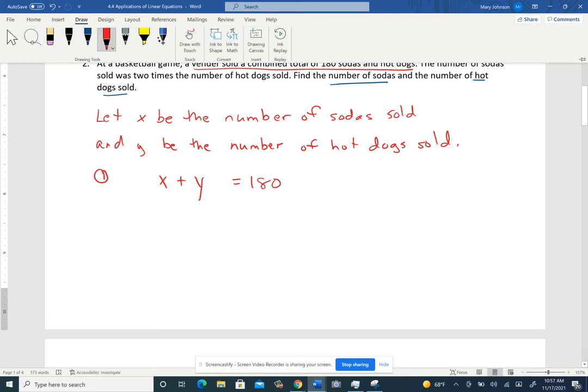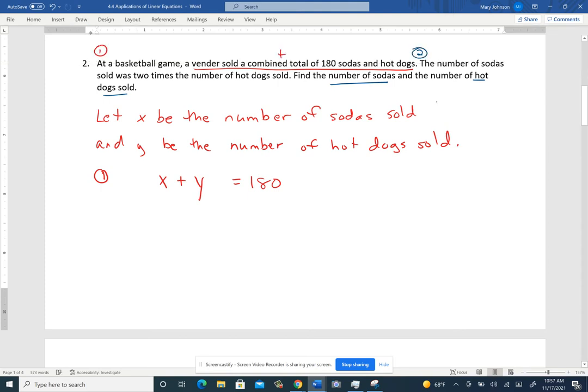All right, now I'm going to do the second equation, from the second sentence. The number of sodas sold was 2 times the number of hot dogs sold. That's going to be my equal sign. Sodas was X, 2 times the number of hot dogs. Hot dogs is Y. So I need the number of sodas, which is X, to equal 2 times the number of hot dogs. 2 times the number of hot dogs would be 2Y.